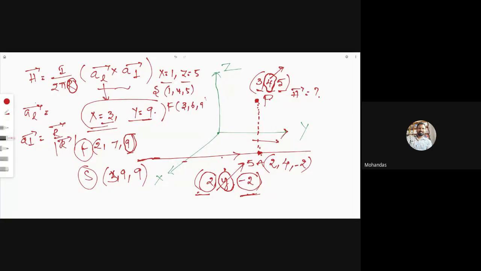Okay, then to get a perpendicular distance, the y should be replaced by how much value here? 4, sir. For 3, 6, 9, in this case I am saying x equal to 1, z equal to 5, y equal to be replaced by 6. Note down this point. Note down that point in your notebook.